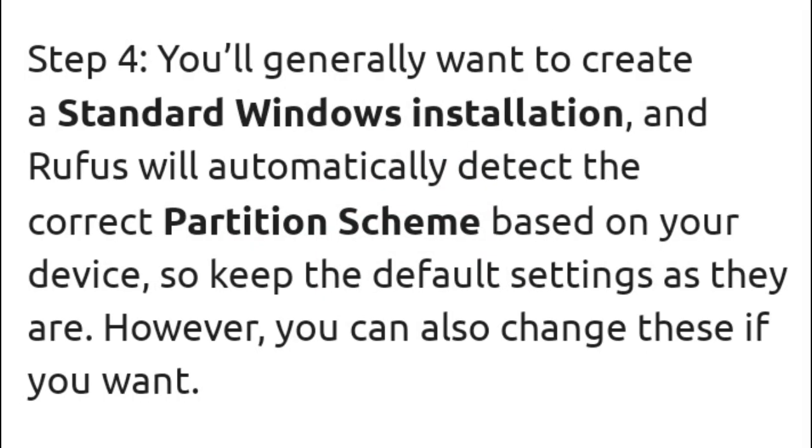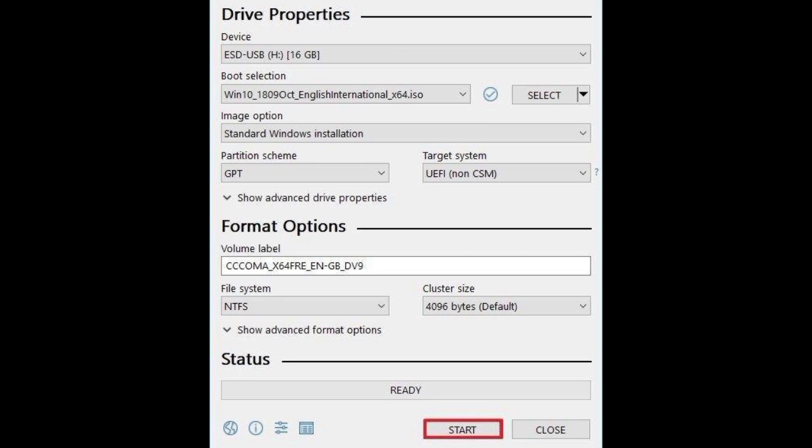Step 4. You'll generally want to create a standard Windows installation, and Rufus will automatically detect the correct partition scheme based on your device, so keep the default settings as they are. However, you can also change this if you want. Step 5. Give the volume label a name of your choice or leave it as it is, and once again leave the default settings for file system and cluster size.